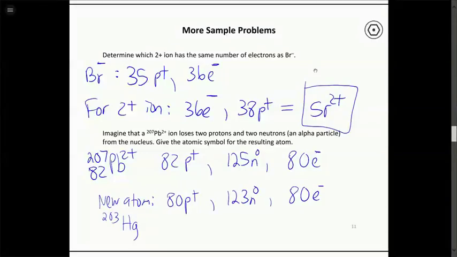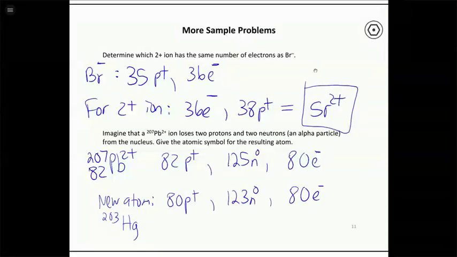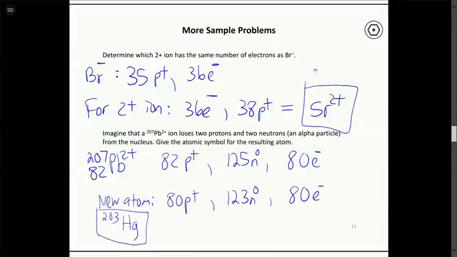Or an alternative way to think about it is we started with a mass number of 207. We lost 2 of each, so we lost 4 mass units. That takes us down to 203. And then if we think about the charge, we now have equal numbers of protons and electrons, 80 of each. So we've also lost our 2 plus charge. And so this would be our final answer, just 203 Hg, that isotope of mercury.